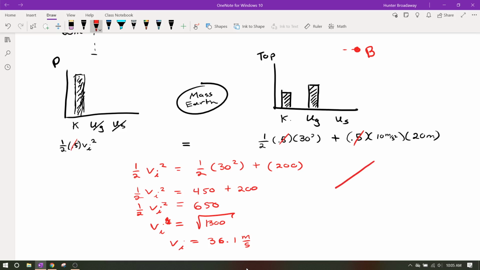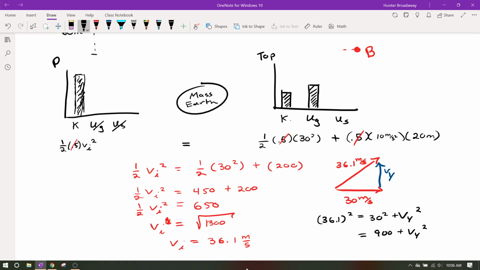That means that if we're going this way at 36.1 meters per second, and we're going this way horizontally at 30 meters per second, we're looking for this vertical side right here. So we can use the Pythagorean theorem, absolutely. Let's call this Vy. Let's find this Vy. So 36.1 squared is equal to 30 squared plus Vy squared. Okay, this is 900. The other one I'm not quite so sure of.